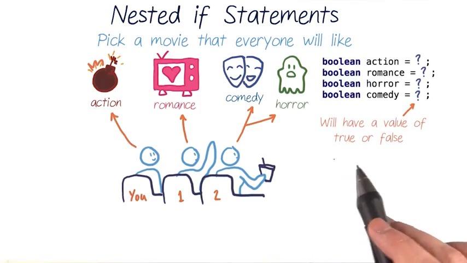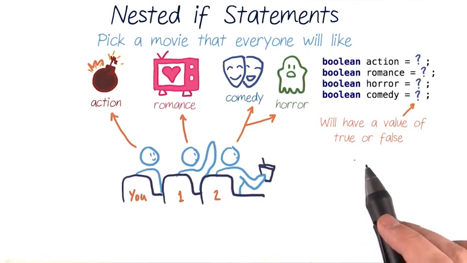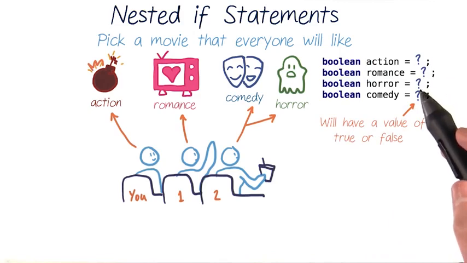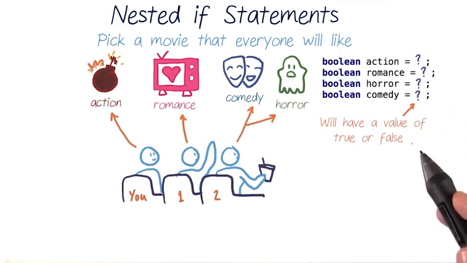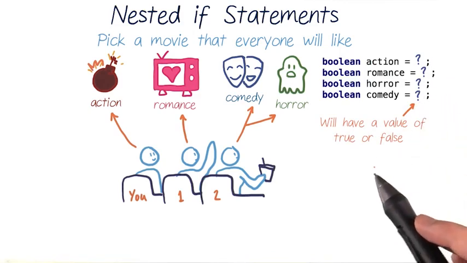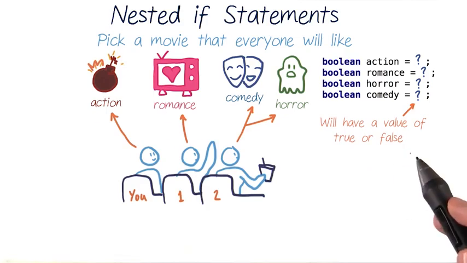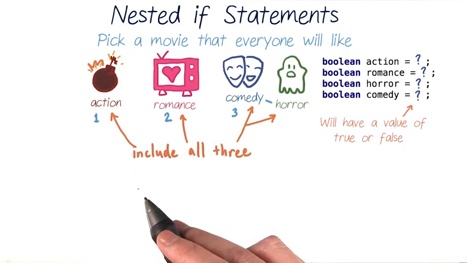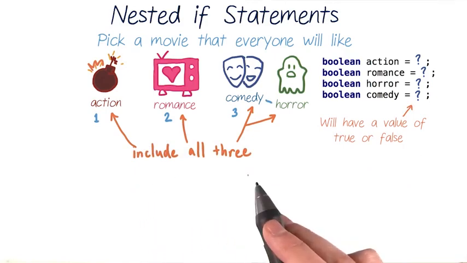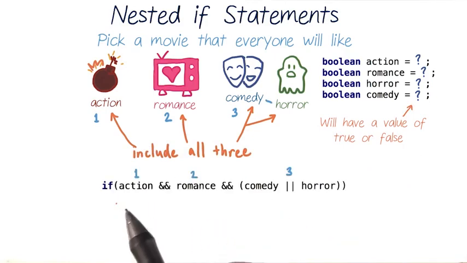Given these 4 Boolean variables that store whether a movie includes action, romance, horror, or comedy, all true if it does and false if it doesn't, what if statement can we write to choose a movie that everyone can enjoy? We have to focus on writing a test condition that involves all 3 of our preferences. Our first preference is action, our second, romance, and our third preference is either comedy or horror.